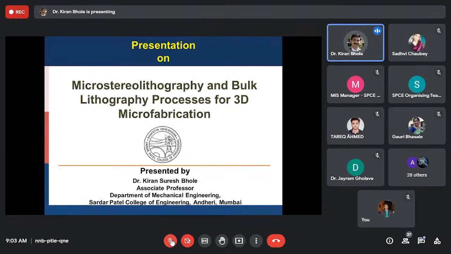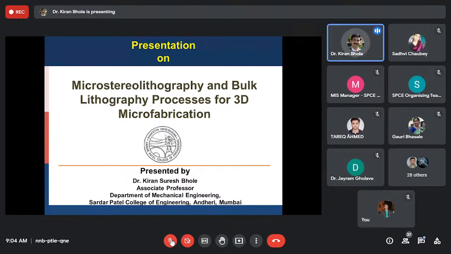In this particular talk, I will be discussing two processes, and these are the outcomes of two PhDs, or I can say these are two PhD stories which developed these two processes. The first process is micro stereolithography, in short MSL, and the other is bulk lithography. Both of these processes I will be discussing with you in this talk of 2 hours.